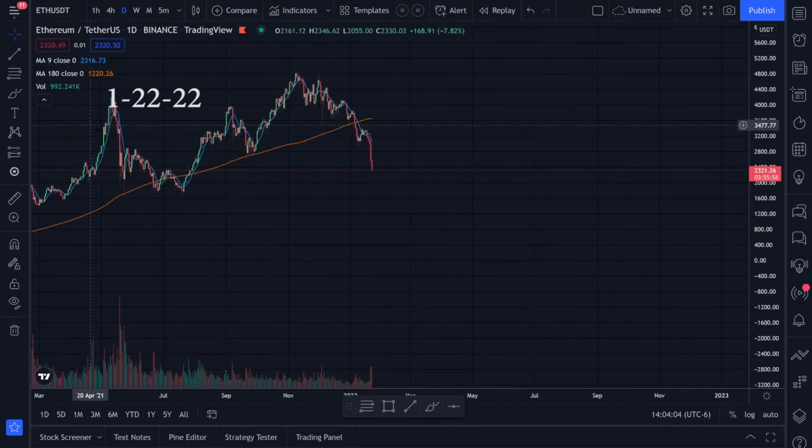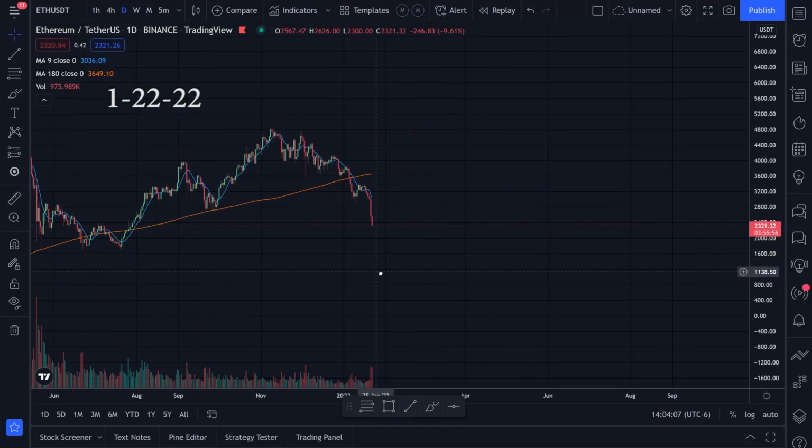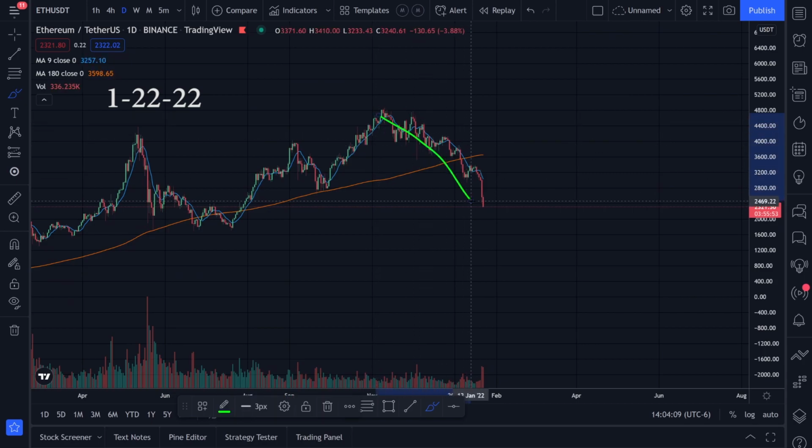Let's take a look at the chart action for Ethereum. Okay, so here's what I'm looking at. We have a downtrend right now. We have resistance, resistance, resistance.